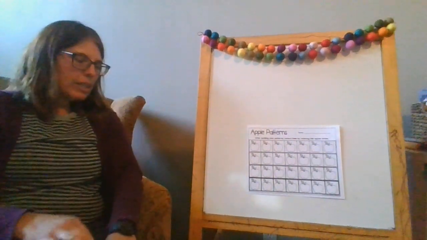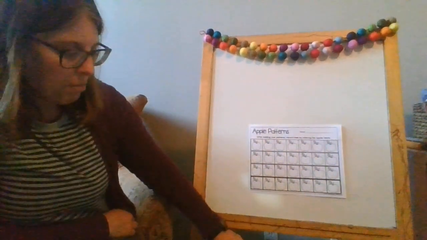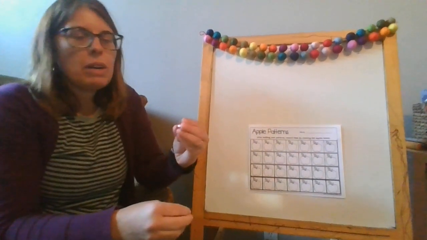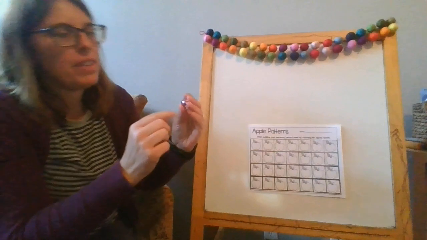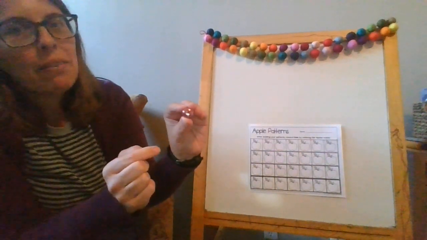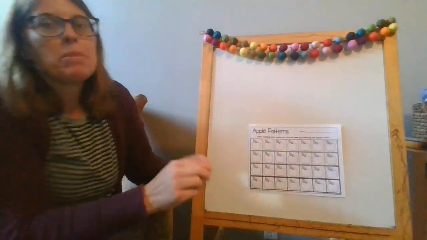So we are going to pretend that our gems are apples. What shape is an apple? It's kind of rounded, and these are kind of round too. So I think we can pretend that these gems are apples.